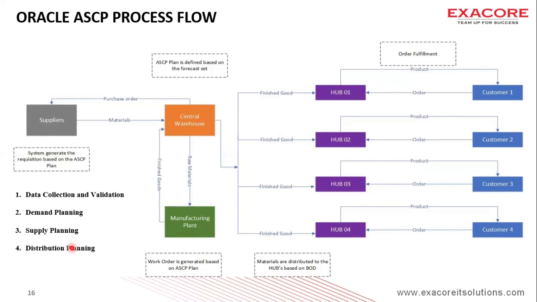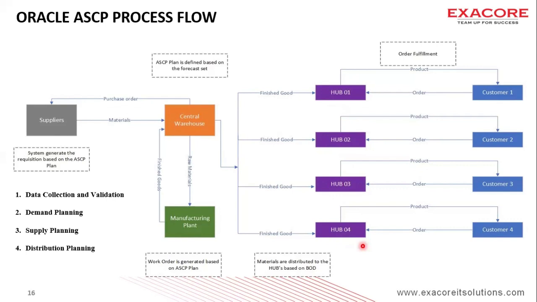The first step in the ASCP process involves collecting and validating the data across the supply chain. ASCP collects historical sales data, customer orders, and forecasts from each hub. So there will be a demand for hubs 1, 2, 3, and 4. All this historical data, the customer orders, and forecasts will be collected to understand the demand pattern. For hub 1, it will be a different pattern. For hub 3, it might be a different pattern. So the demand patterns will be analyzed by ASCP.